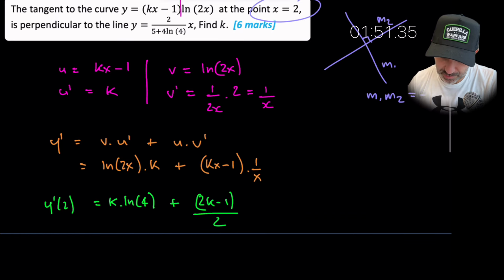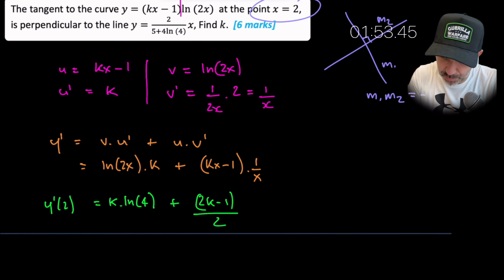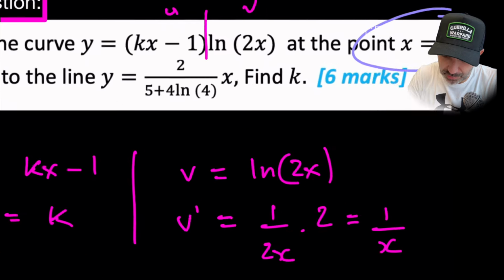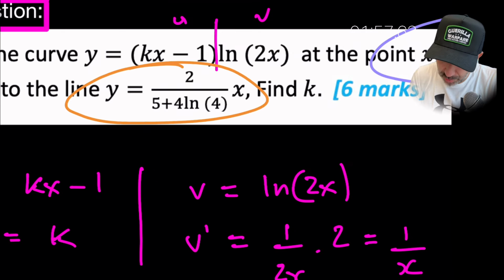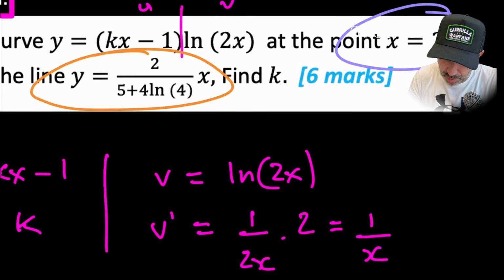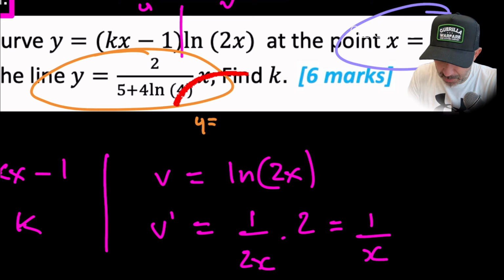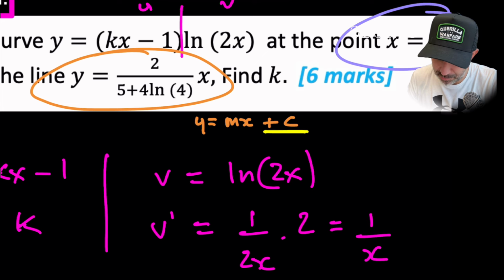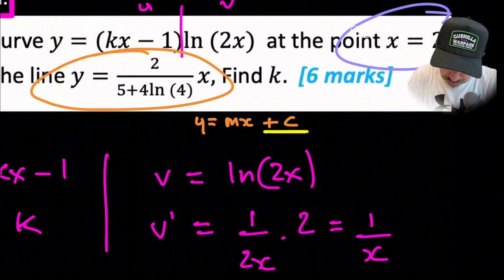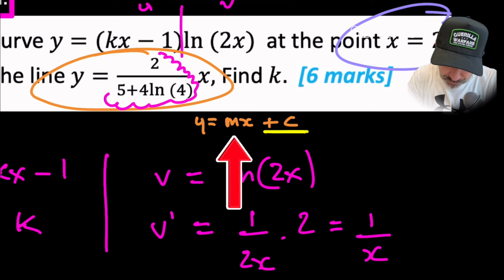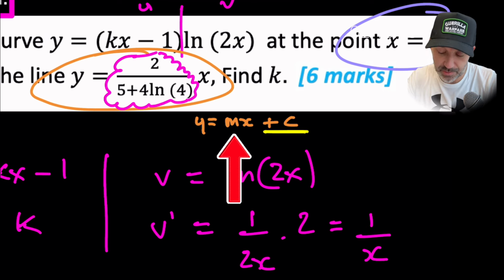Now it does say that this line is perpendicular to this line. Right, so what does that actually mean? Well, this line is in the form y equals mx plus c, but I can see that c is actually 0 because there is no additional constant after that. So therefore then this expression, which is, I'm just going to draw a little cloud around here, this is the gradient then of this line.